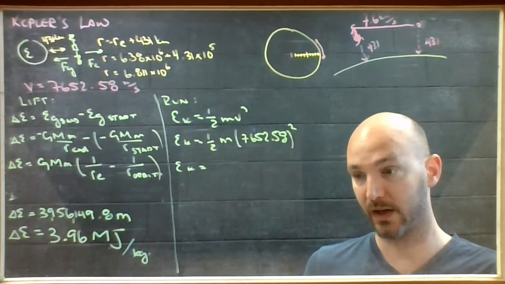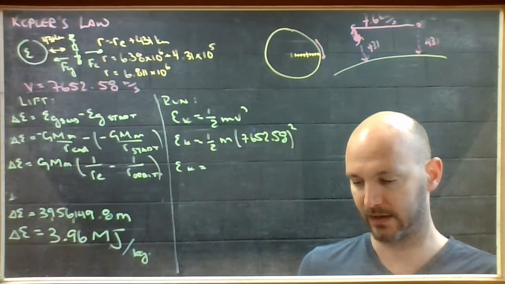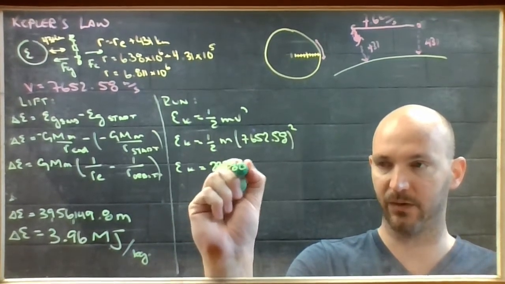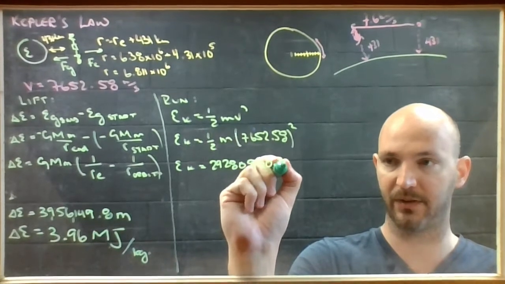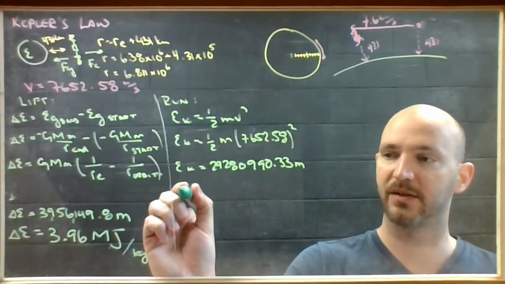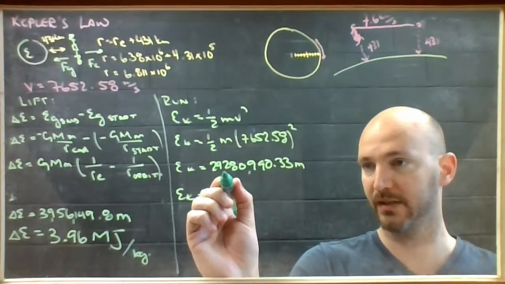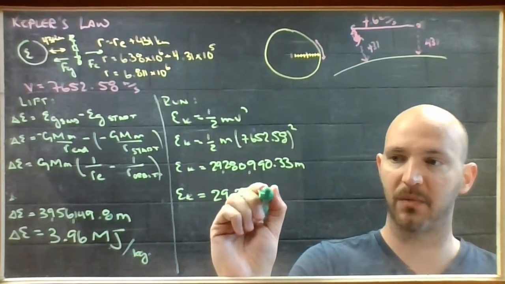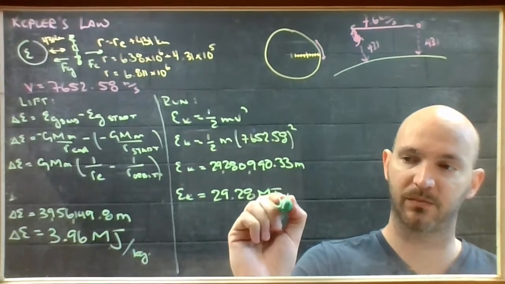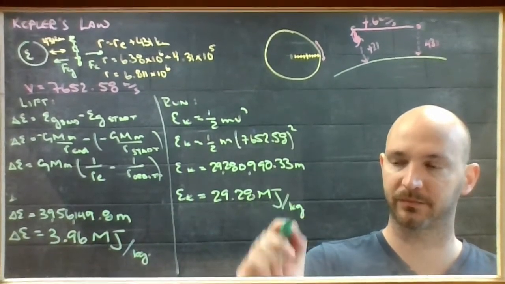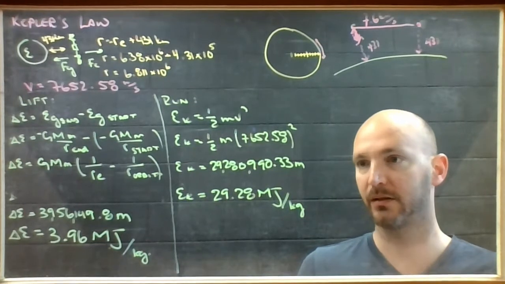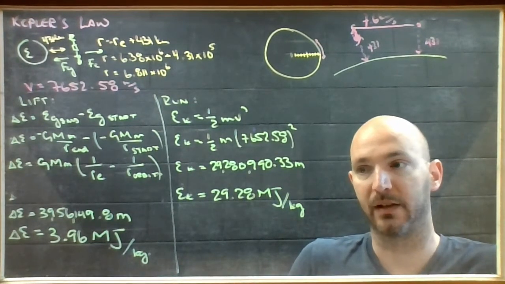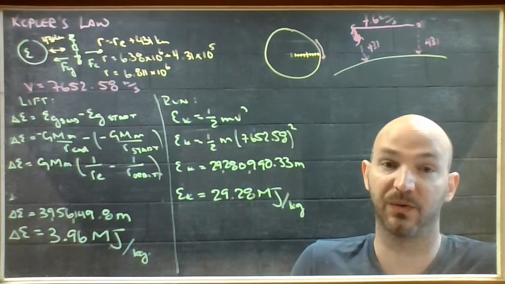7,652.58 squared, and then cut in half, gives me 2,928,990.33 m. So that thing, using metric prefixes, is 29.28 megajoules per kilogram. All right. So, to get something going at that particular orbit, it takes almost 30 megajoules per kilogram to get that done.